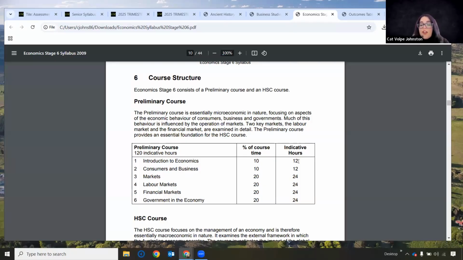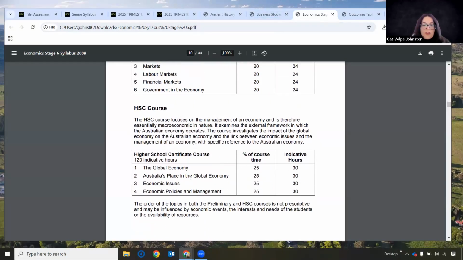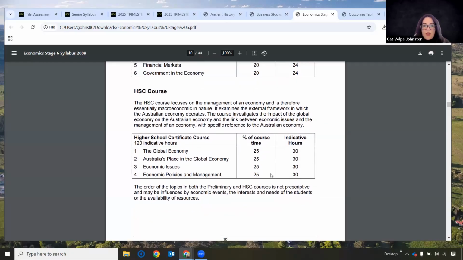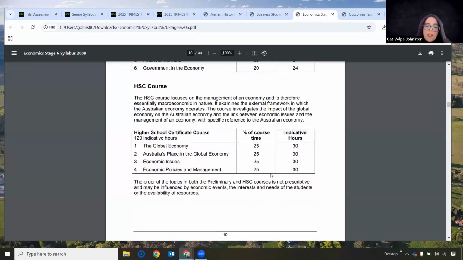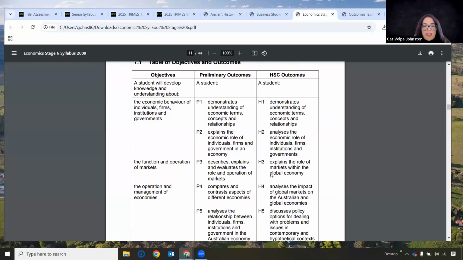For example, in ancient history, it was 60. Business studies, I can't remember offhand, what was it, 30 or something. And then in year 12, students are looking at the global economy, Australia's place in the global economy, economic issues, and economic policies and management, all 30 hours. Same as business studies in year 12. Each of the 4 units have 30 hours. Okay, so have a look at those, have a think about what you might be interested in, and we can flip down to the units in a second.